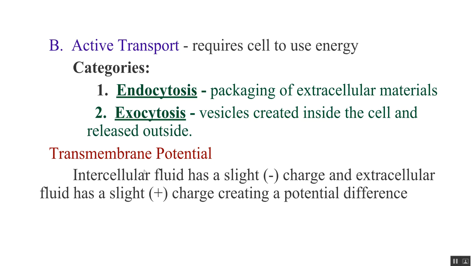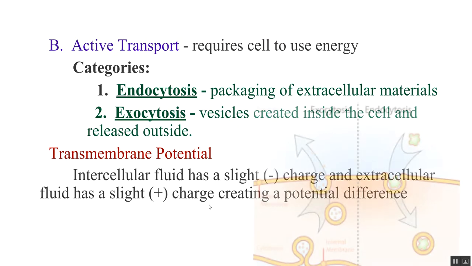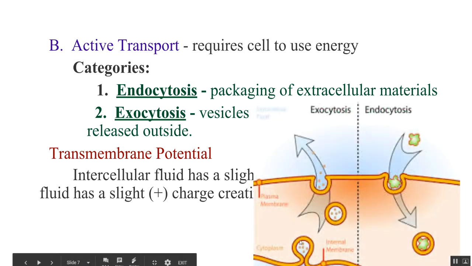We see this with the transmembrane potential. We'll talk about this more when we look at the nervous system, but intracellular fluid has a slight negative charge and extracellular fluid has a slight positive charge. That creates a potential difference. Okay, so you can see exocytosis, it's pushing something out. This is going to take energy. Endocytosis, bringing something in, that will also take energy.